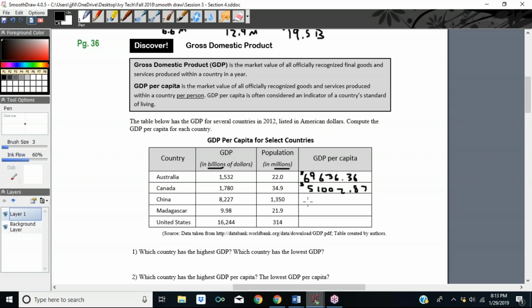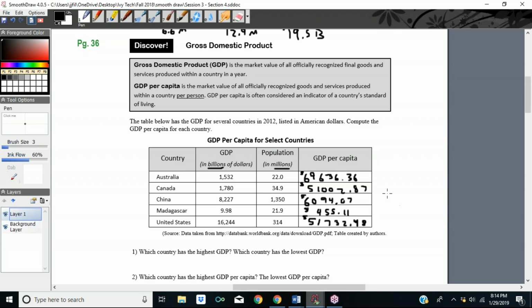All right, let me see what the next ones look like just so we can answer the questions. So the next one is for China, it's $6,094.07. For Madagascar, it is $455.11. And let's see, the United States, $51,732.48. Okay, so I put those there so we could answer the questions.